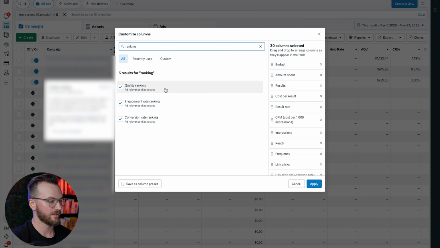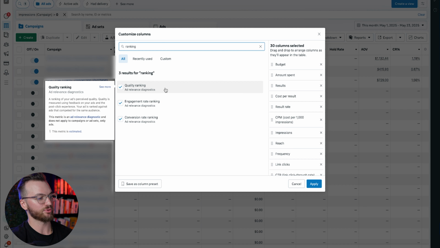So quality ranking is a ranking of your ad's perceived quality. Quality is measured using feedback on your ads and the post-click experience. Your ad is ranked against ads that compete for the same audience. So that's quality rank. It uses your ad's quality with measurement from your post-click experience on your website. So Facebook actually uses how good your website is when determining the quality of your ads and if it wants to show it to people.